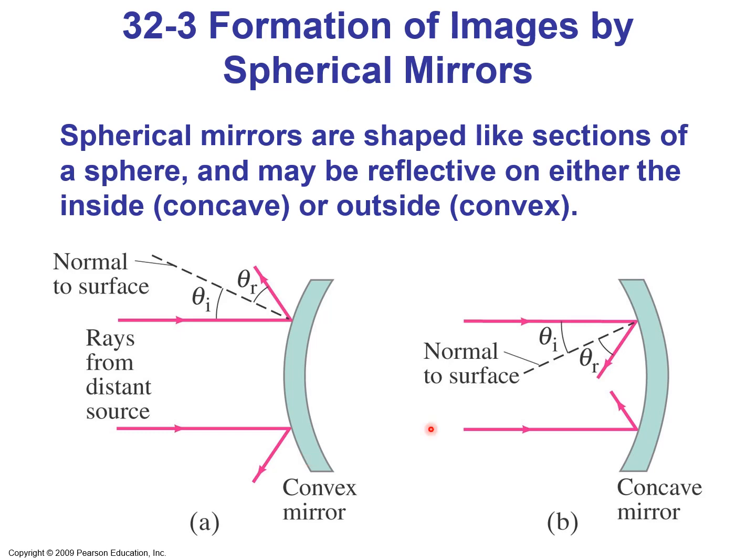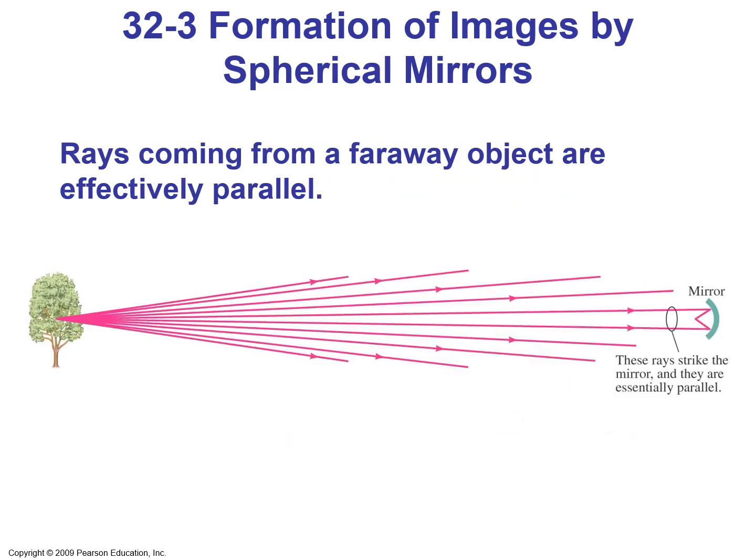For a concave mirror, parallel rays of light bounce off from the inside of a sphere. The reflection law still holds, and the angle of incidence is equal to the angle of reflection. Rays coming from a faraway object are effectively parallel. So we have an object far away. Rays of light are diverging out from this object, but if you're looking at a far distance, the rays of light are considered parallel.